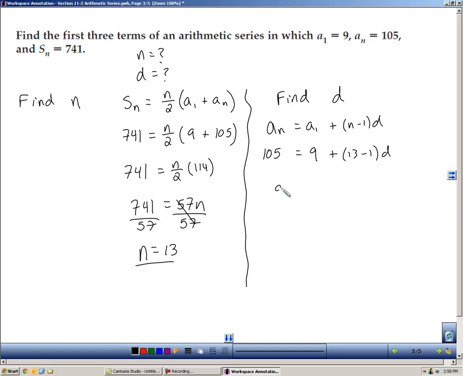So moving 9 over here, I get 96 equals 12d. Divide both sides by 12. So I can find the common difference is 8. Now with those two values, I can find the next three terms of the arithmetic sequence.